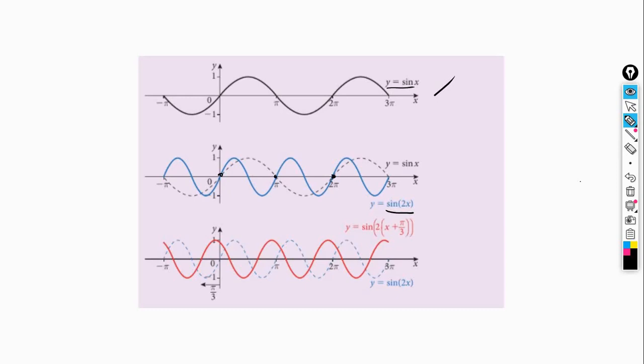Now, let's take a look at the phase shift. So y equals sine of 2 times x plus pi thirds implies that we also have a horizontal shift or phase shift of pi thirds to the left. So notice that all we did was shift pi thirds to the left. So instead of going through pi here at this point, we've shifted pi thirds to the left everywhere.